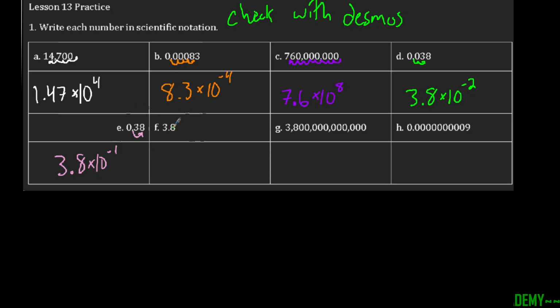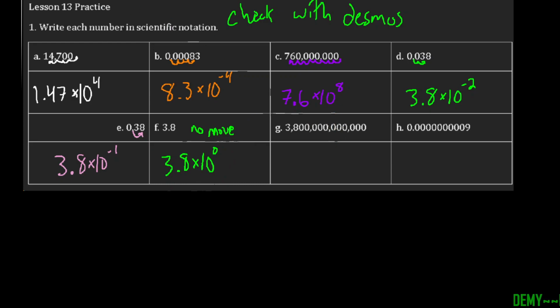For our next one, this one's tricky because this one is already in scientific notation. So we can just say we don't have to move it at all. So we're going to say it's going to be 3.8 times 10 to the power of 0 because we don't move it. So this is, let's say, no move on that one.